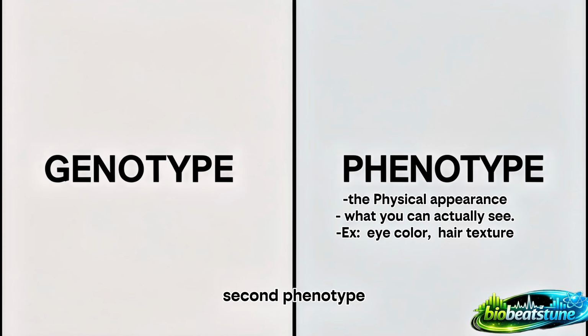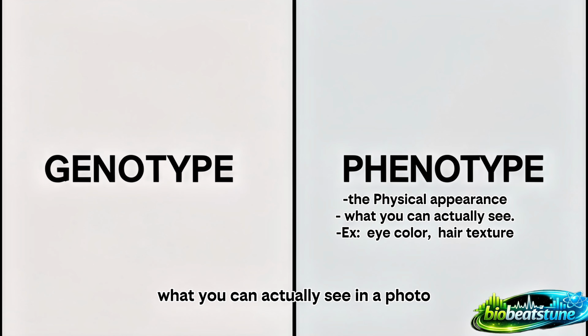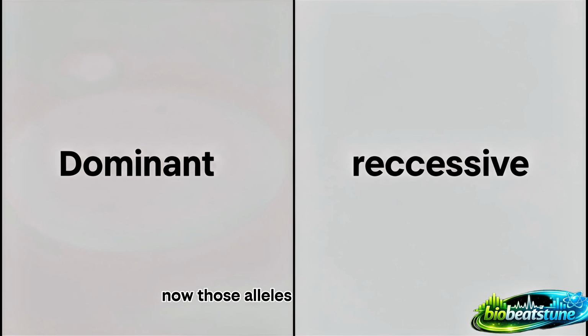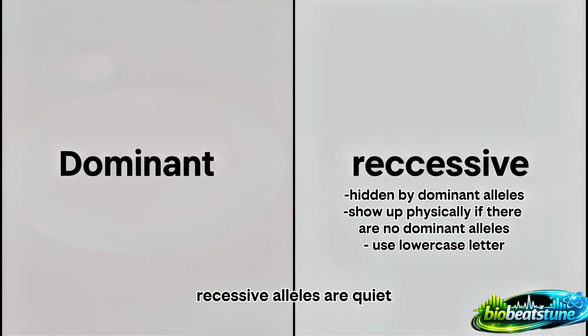Second, phenotype. Think of phenotype as the physical appearance, what you can actually see in a photo. This includes things like eye color, hair texture, or height. Now, those alleles in your genotype come in two distinct flavors, dominant and recessive. Dominant alleles are powerful. If they are present, they completely mask the other allele. We always use a capital letter for them. Recessive alleles are quiet. They only show up physically if there are no dominant alleles around to bully them. We use a lowercase letter for them.